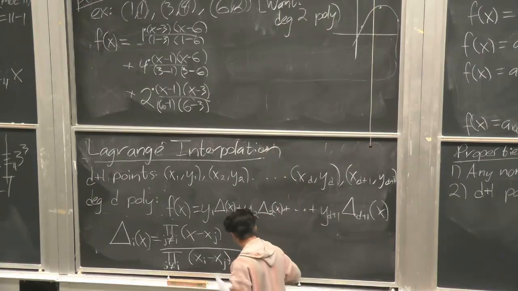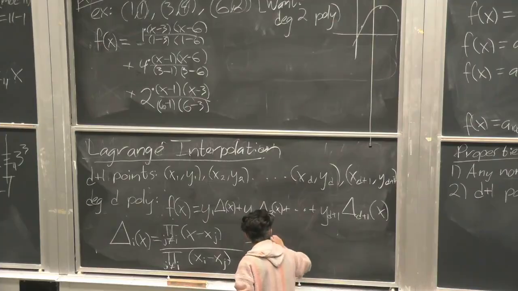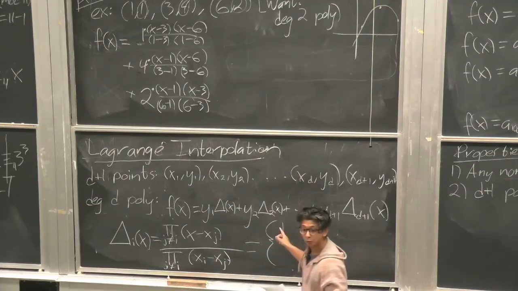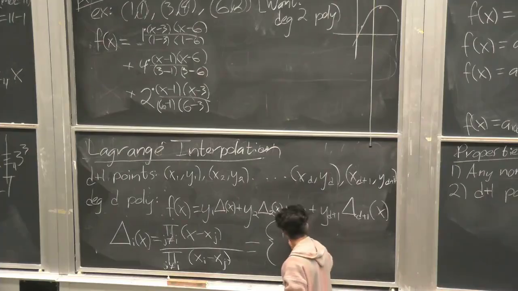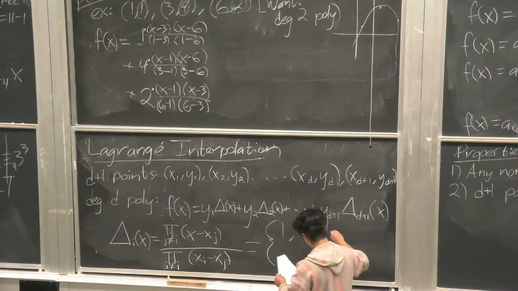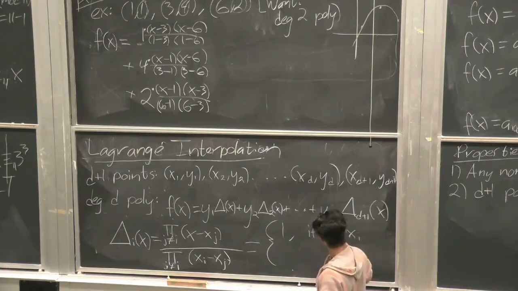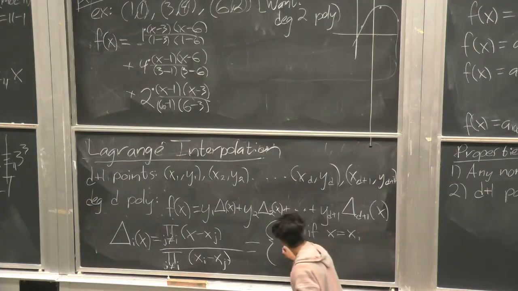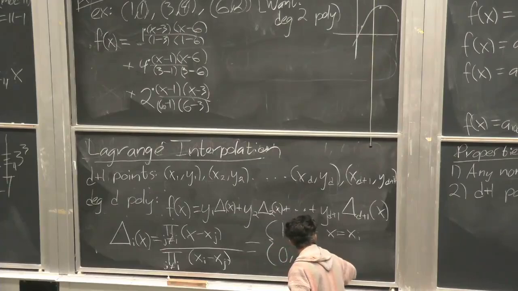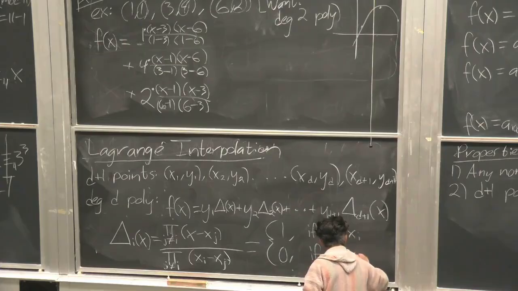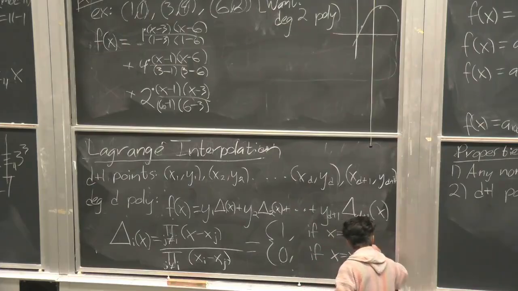The real important part here is that this will be equal to 1 if x equals xi. That is, if I plug in xi, it'll equal 1. And it will be 0 if x is equal to xj for any j not equal to i.